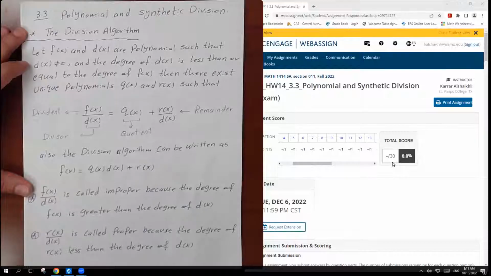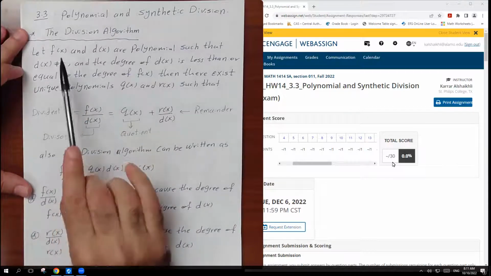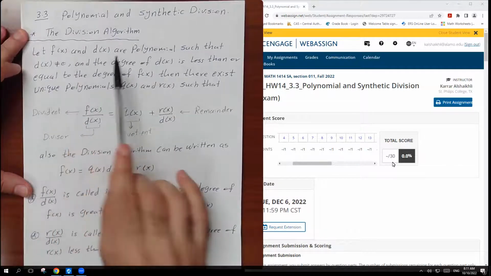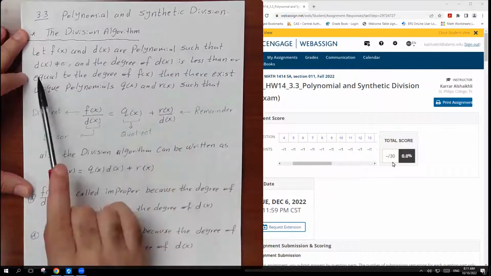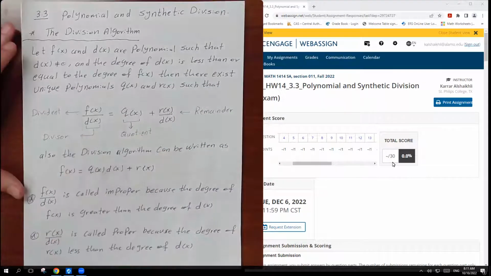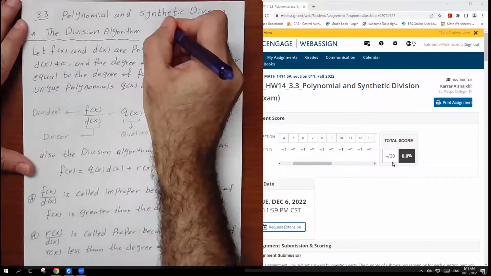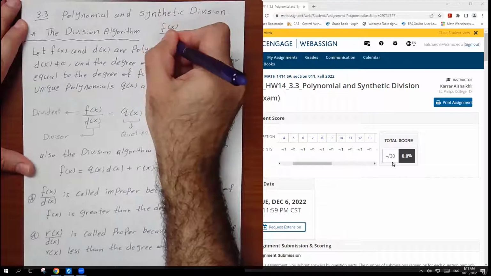So let's start with section 3.3. The first thing we're going to learn is the long division, or it's called the division algorithm. So if we have f of x and d of x are polynomials such that d of x is not equal to 0. Just keep in your mind, here is f of x divided by d of x.